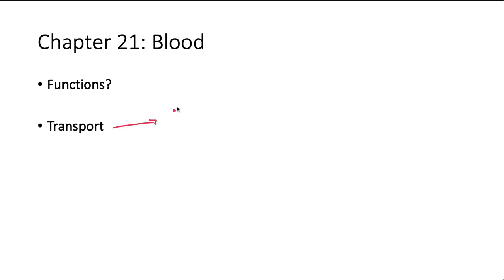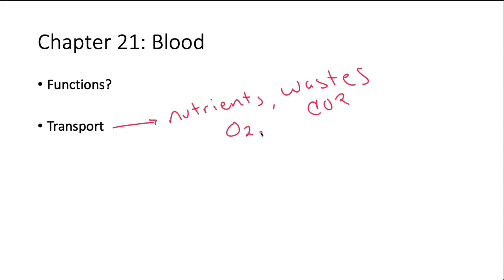It moves stuff around the body, stuff like nutrients, as well as wastes, which includes CO2, oxygen. Is it nutrient? Well, not really nutrient. It's a necessary way of obtaining energy. What else does blood do? Regulation. Some examples of regulation.